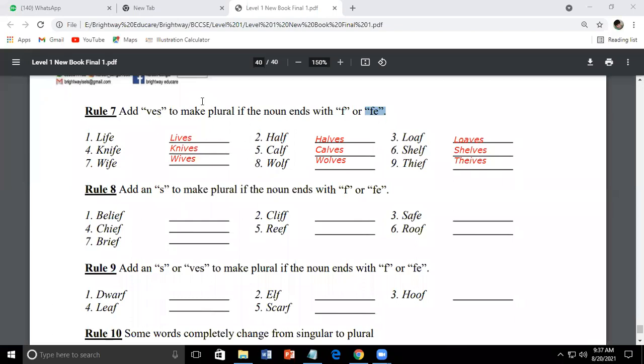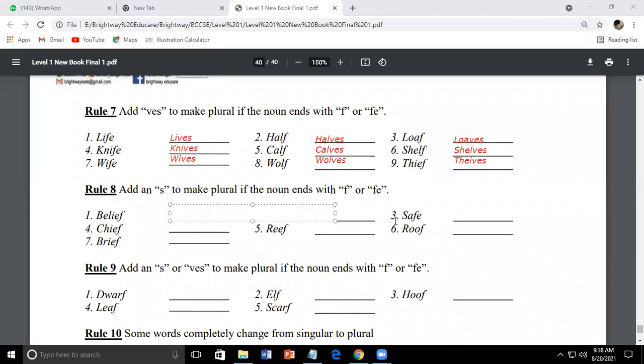In rule number 8, it says, if the word is ending with F or FE, you have to add an S. Now here it is completely different. First, it says add VES, and now the rule says you have to add S. This was the same confusion in rule number 5 and 6, where the words were ending with O and we had to add ES or S. So similarly here also, my friends, you will have to remember which are the words where you will add VES to make them plural, and which are the words where you will add S to make them plural.